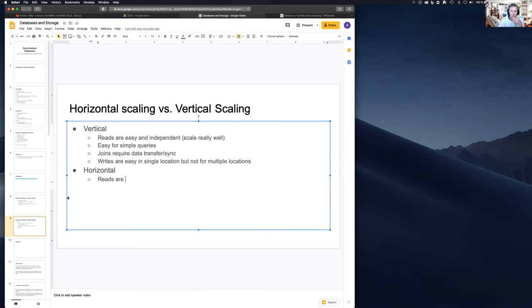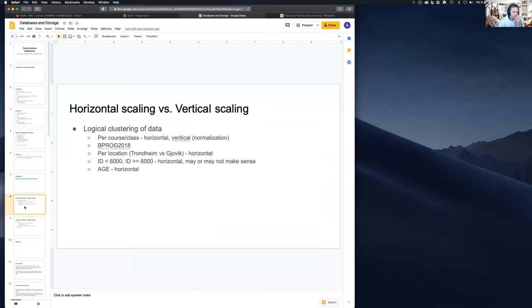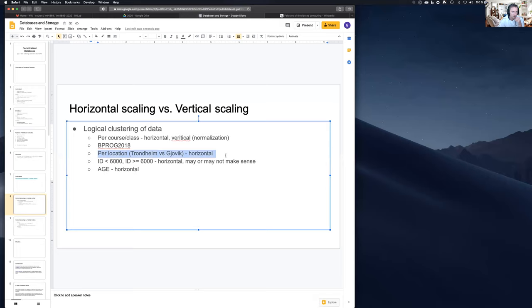So if we go back here, and let's say I did a horizontal split based on the location, and now I'm doing reads in Jovik about Jovik. That would be much easier, right? I only have Jovik data, and I'm only doing reads about Jovik data. I'm saying select something where location is Jovik. Then it's super easy and super performant.